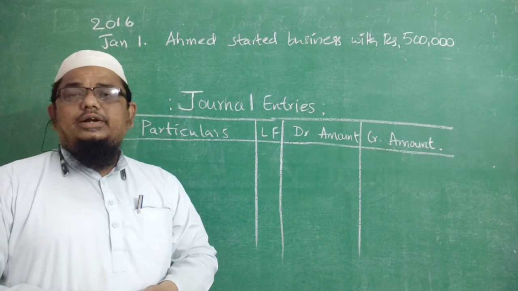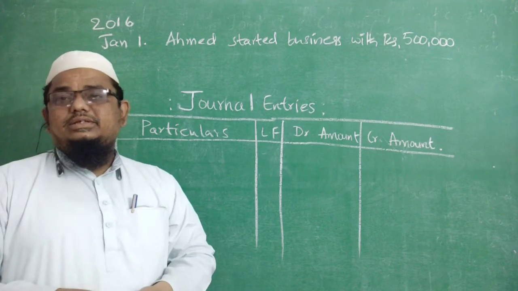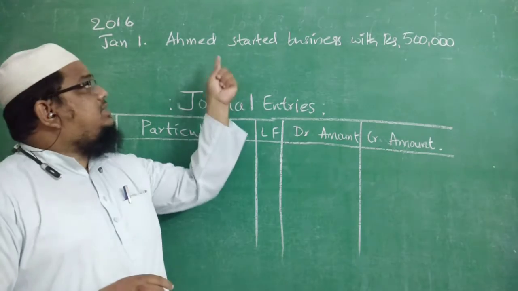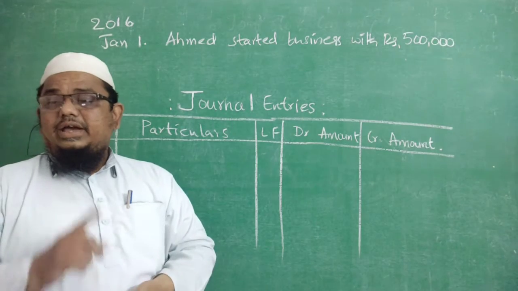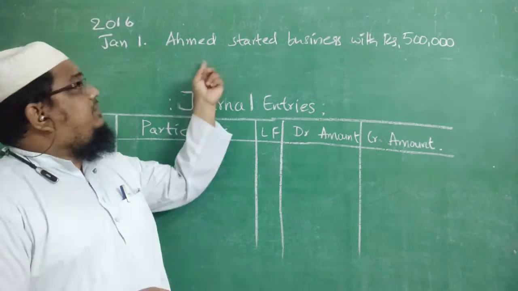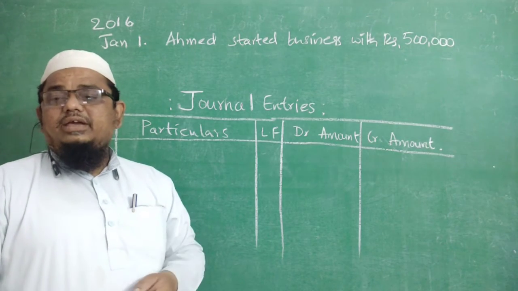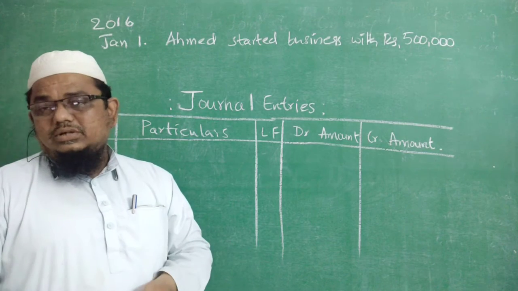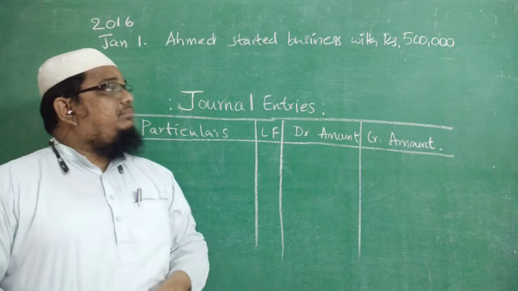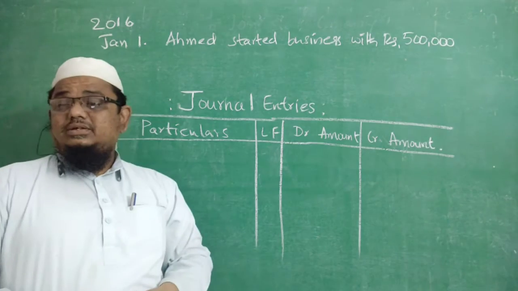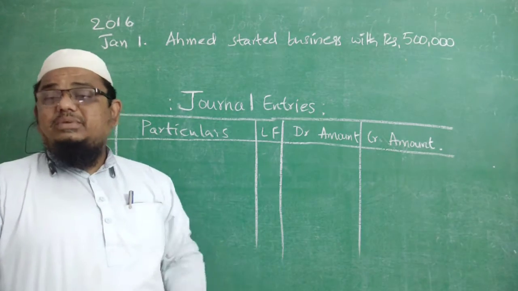See here, in order to write the journal entry, we must remember three things. The first thing, we have to understand this transaction, this business activity. The second thing, we have to identify the accounts. And once the accounts are identified, we have to apply the rules for debit and credit. Now here, Ahmad started business with rupees 5 lakhs. Ahmad is investing rupees 5 lakhs in business.